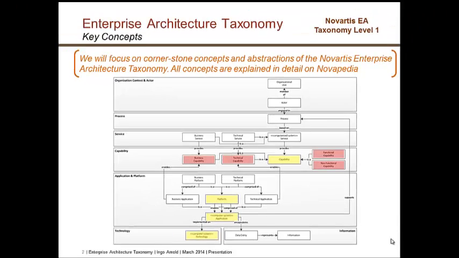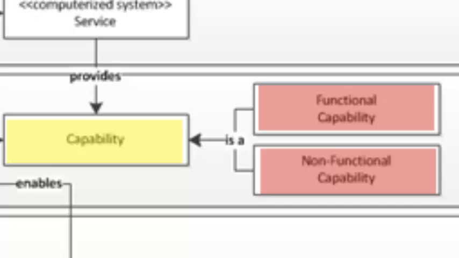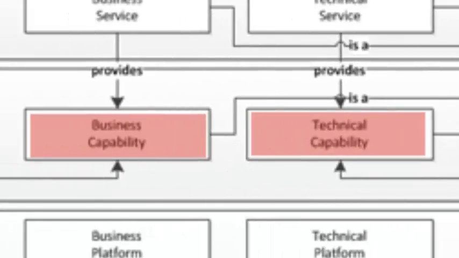Furthermore, we distinguish two important dichotomies. I have marked them red here, and they are crucial because they determine a quite fundamental theme which is cross-cutting through all concepts. The first dichotomy is spanned over functional versus non-functional, and the second one across business versus technical.